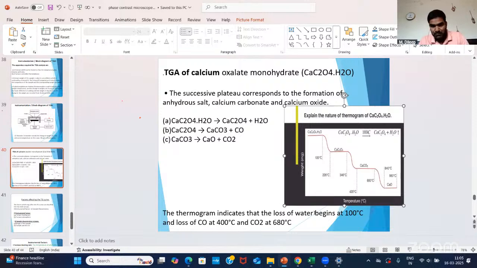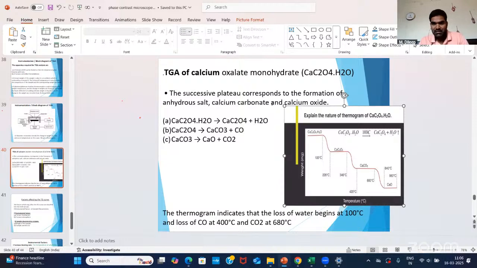And there is a loss of CO at 400 degrees centigrade. At 400 degrees centigrade, calcium oxalate, that is CaC2O4, will lose carbon monoxide and it will give CaCO3. And at 680 degrees centigrade, it will lose carbon dioxide again. If the loss of carbon dioxide happens, then only CaO will be left.